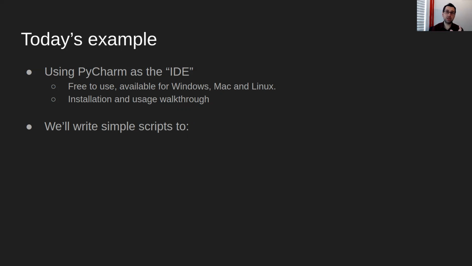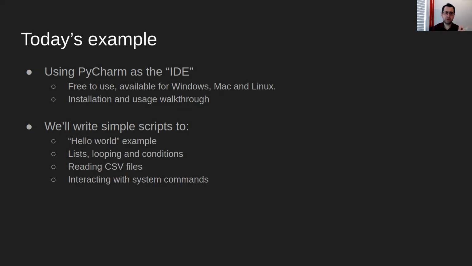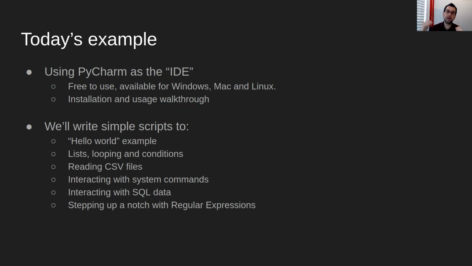I'm not actually going to show you the installation live, but I'll give you a couple of tips. We're going to write super simple scripts today to do 6 basic tasks that hopefully illustrate how you can get started with scripting. So we're going to do a hello world example, and I'll explain what that means if you don't know. Lists, looping, conditions. We're going to read a CSV file, basically like an Excel spreadsheet. We're going to interact with native system commands, because what if you want to run a backup using an existing system command? And then we're going to interact with SQL data, so being able to run against the database.